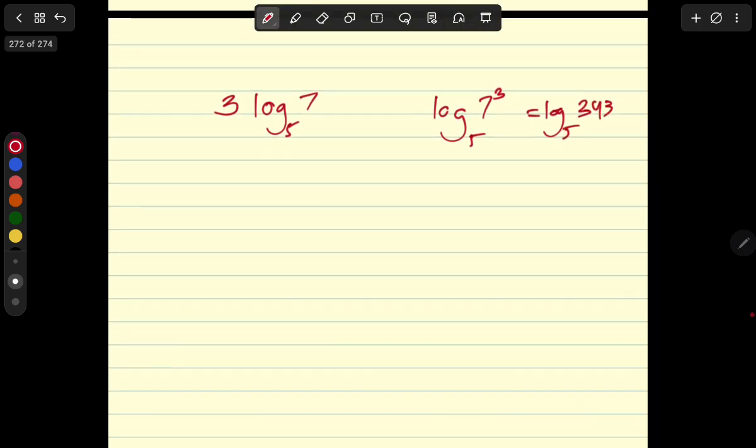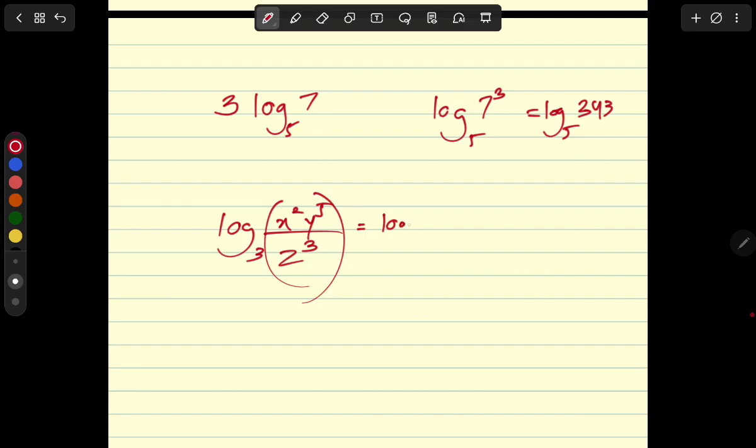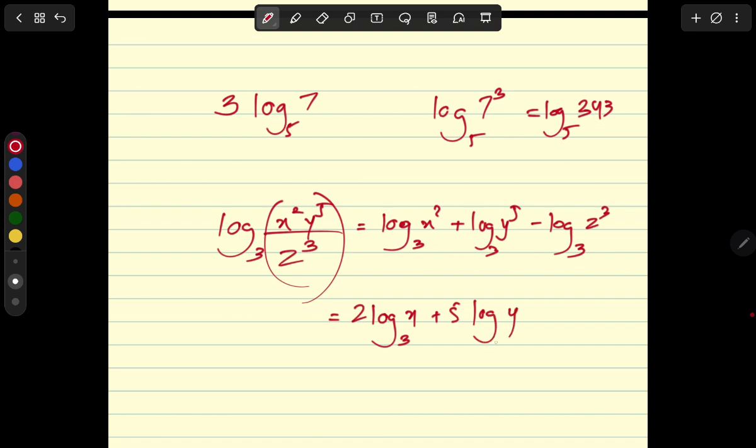Now, if I ask you to expand completely this term, so this is log of x squared y^5 over z cubed to the base of 3. Now I can see that these are multiplying and dividing, so I can rewrite it as log x squared base 3 plus log y^5 base 3 minus log z cubed base 3, and I can now bring the powers down. So this becomes 2 times log x base 3 plus 5 times log y base 3 minus 3 times log z base 3, and that's your expanded form. Notice the order. We did the quotient first, then the product, then powers. Don't randomly move powers before separating terms.